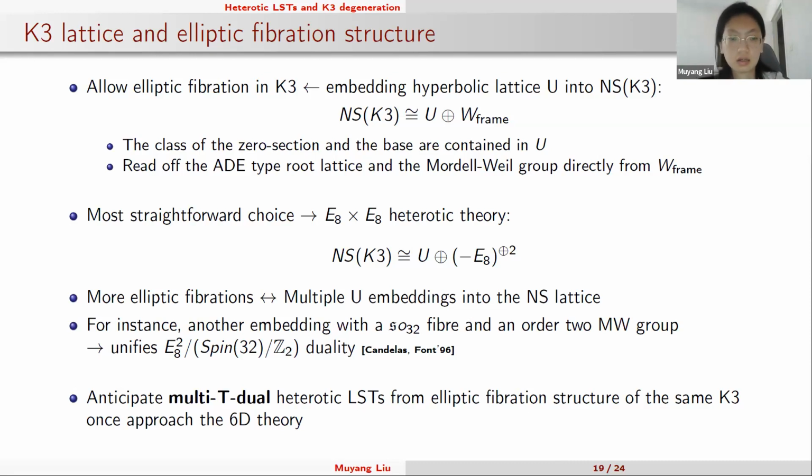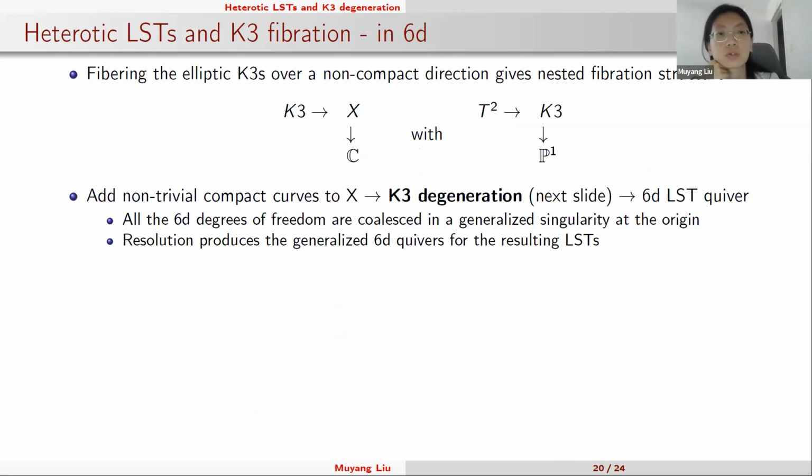We anticipate that using these techniques, we can obtain more than the limited amount of T-dual families given by the toric constructions I listed earlier, once we approach the 6D series. Of course, once one moves to the 6D series, we consider a K3 fibration, a two-fold elliptic K3, over non-compact directions. This will render the nested fibration structure as I depicted here. Once one adds more non-trivial compact curves to the Calabi-Yau threefold, the K3 will degenerate at the origin of the C. See next slide for more information. All the 6D degrees of freedom collapse in the generalized singularity at the origin, and once you perform the resolutions, it will naturally give you the full 6D little string theory quiver.